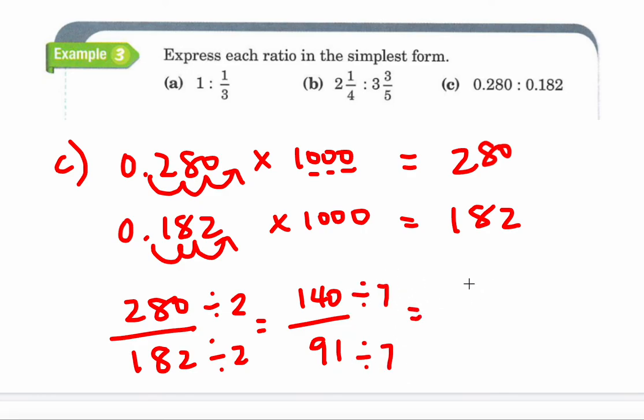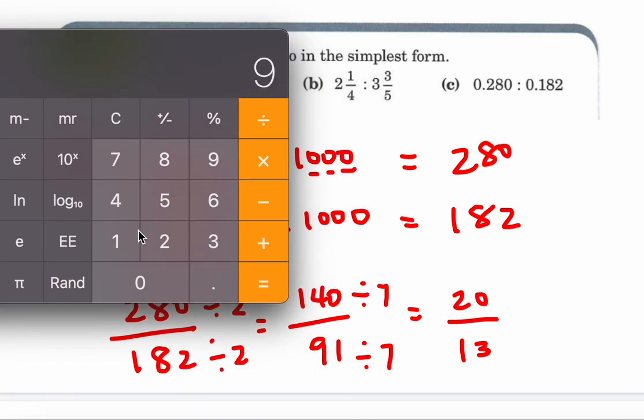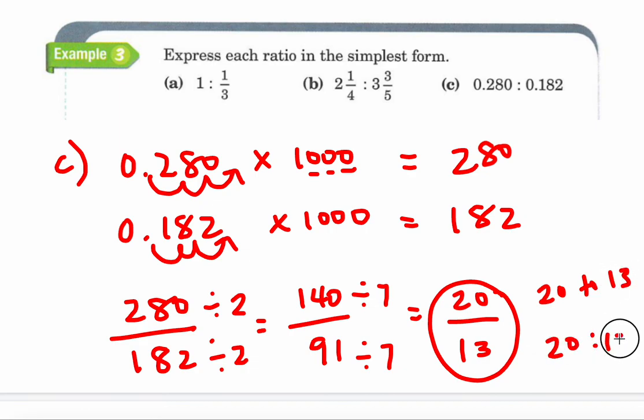Let's see. 7 goes into 140 20 times. 7 times 20 is 140. 7 goes into 9 once with a remainder. I think this is it. Let's see. 91 divided by 7. 13. Yep. You almost got away from me there. So the answer is 20 to 13, or 20 to 13 written this way, or 20 to 13 written this way, right?